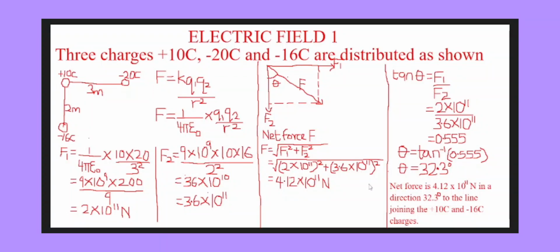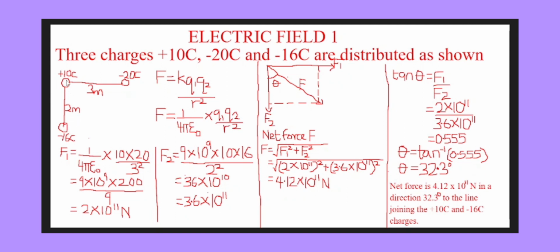Electric field 1. We'll consider 3 charges, plus 10 Coulomb, minus 20 Coulomb and minus 16 Coulomb, that are distributed as shown in the diagram above. As we have seen in this diagram, here I have the plus 10 Coulomb charge placed here. I have the minus 20 Coulomb charge placed here. Then I have the minus 16 Coulomb charge placed here.